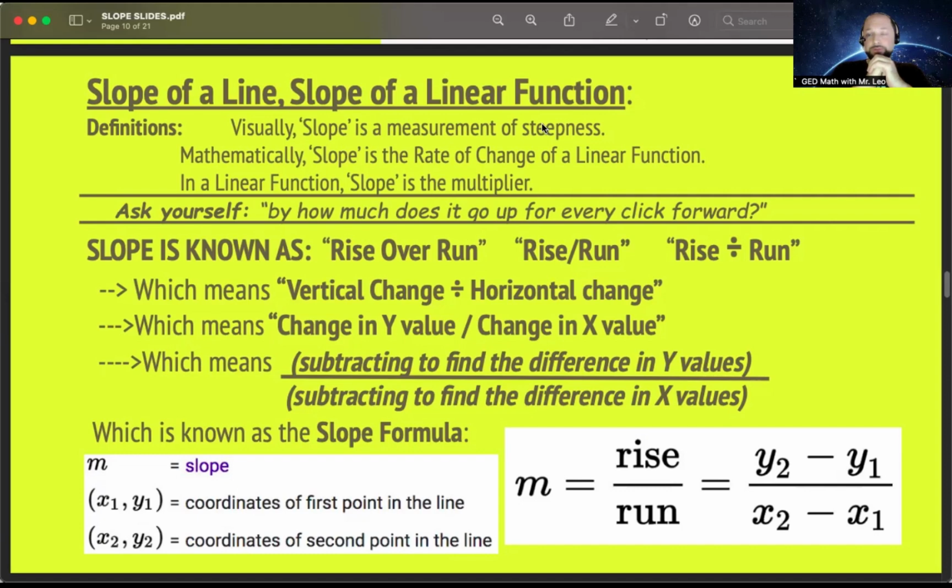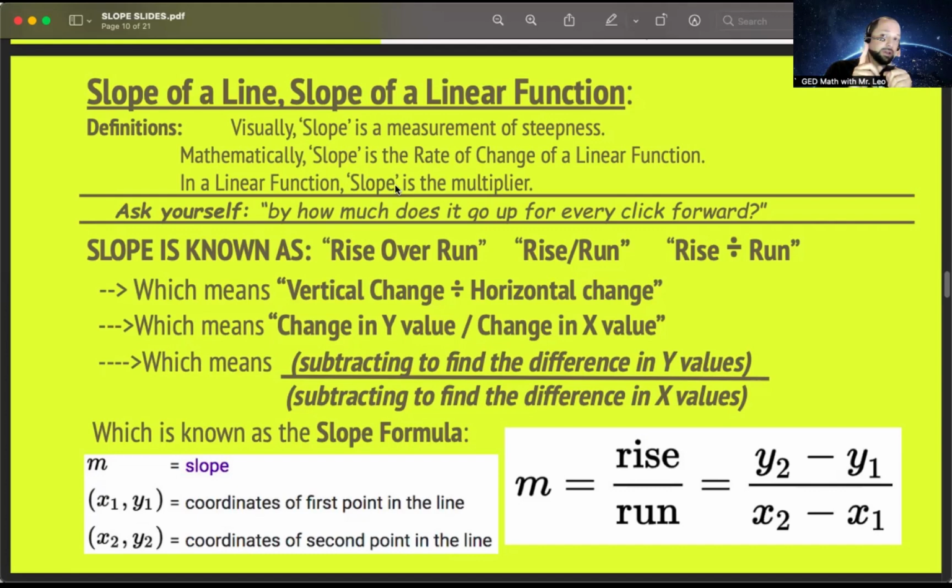Let's briefly review. The slope of a line, or the slope of a linear function, visually, is a measure of steepness. Slope is how steep the line is. Mathematically, slope is the rate of change of a linear function. How much do the outputs change as the inputs increase? And in a linear function, slope is the multiplier. If your linear function is 3x plus 5, the multiplier is 3, so the slope is 3.